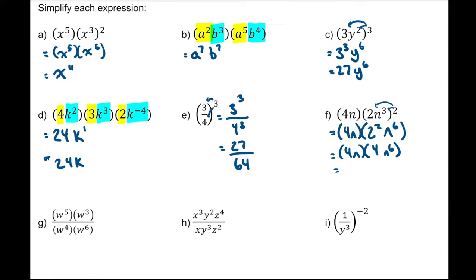And again, when I have letters and numbers, I'm going to focus on just the numbers and then just the letters that are the same. 4 times 4 is 16. N to the power of 1, we could say, times n to the power of 6. We need to add our exponents. 1 plus 6 is 7.